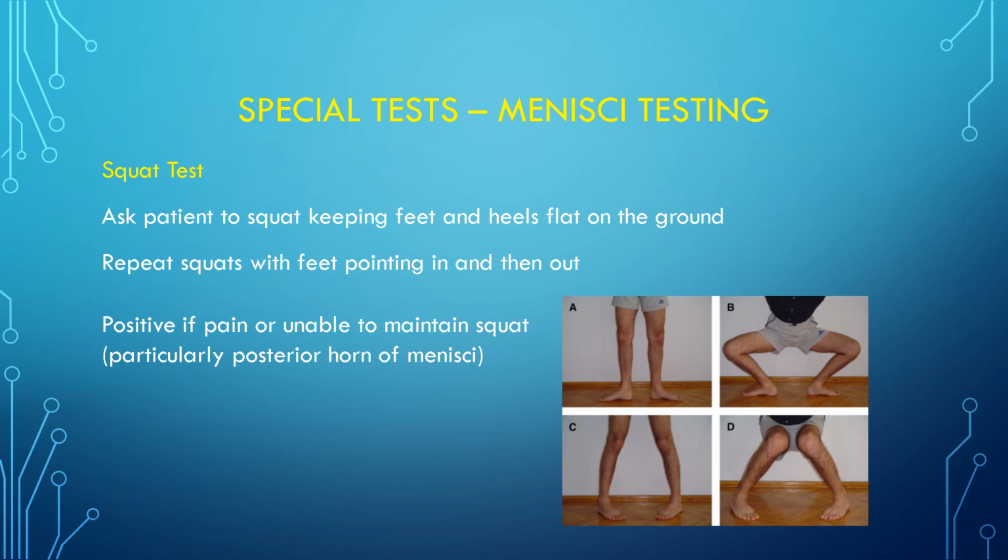Finally, it's worth doing a squat test, looking for the integrity of the posterior horn of the meniscus. You can repeat squats. You can also ask the patient to point the feet in and then out, stressing the different menisci, whether medial or lateral. And again, you're looking for pain or inability to maintain the squat due to laxity of the meniscus.